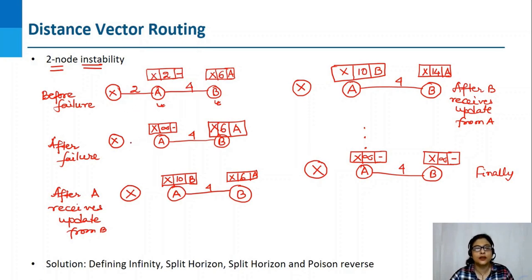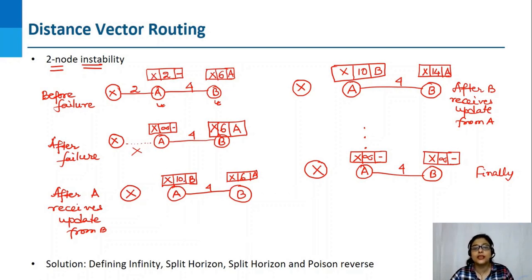Now, suppose there is a failure and the link from A to X has been cut. Now, A immediately knows that it cannot reach X, and its distance will be infinite. Now, B does not have this information now. After A receives the updated table from B, B will give its updated table to A, and A knows now that in order to reach X, it has to go via B.